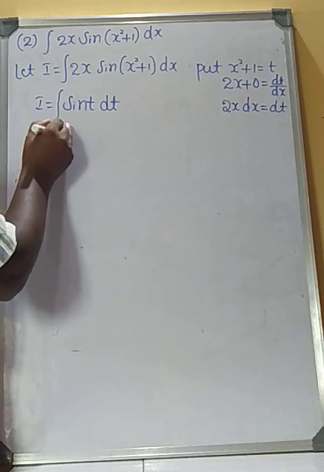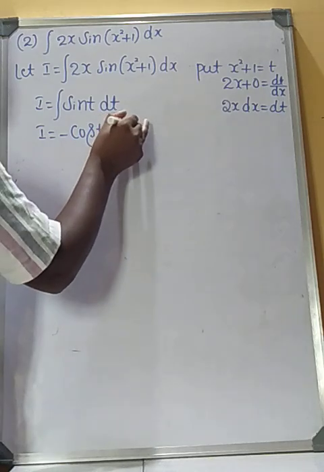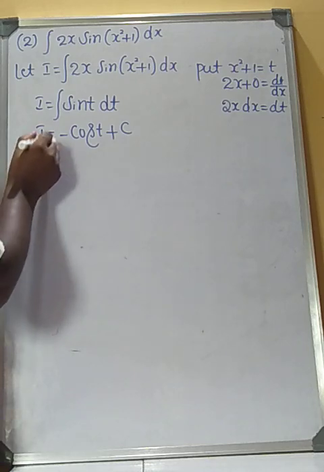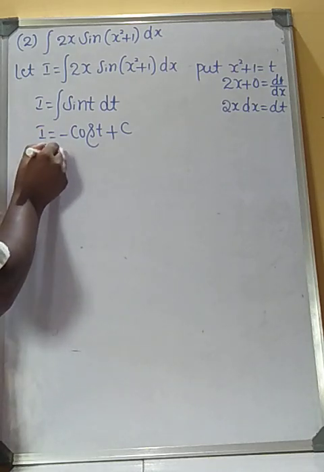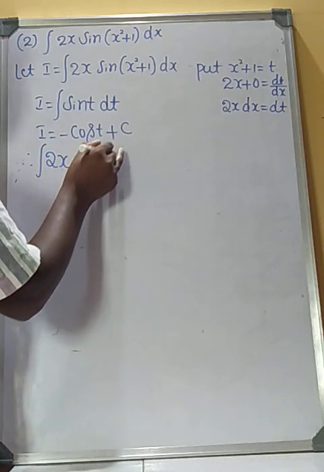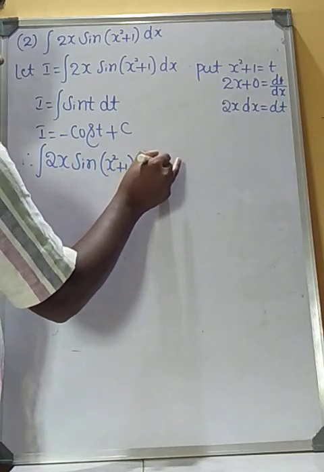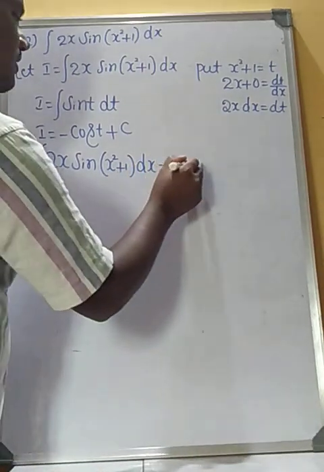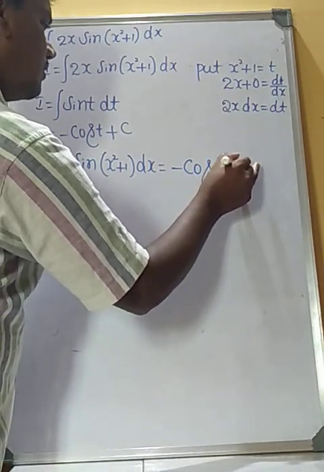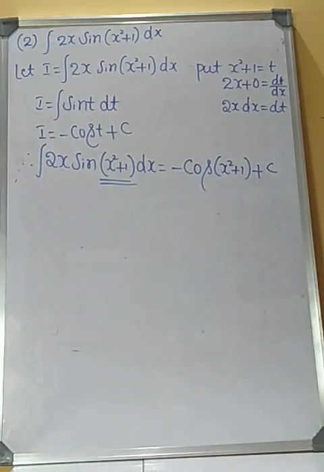Again, the integral of sine t is minus cos t plus c, where c is the constant of integration. Therefore, I, the integral of 2x into sine of x square plus 1 into dx, equals minus cos of x square plus 1, plus c.